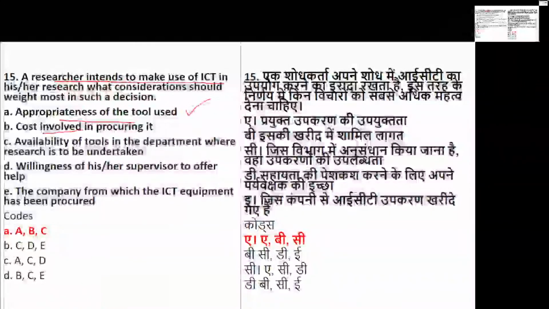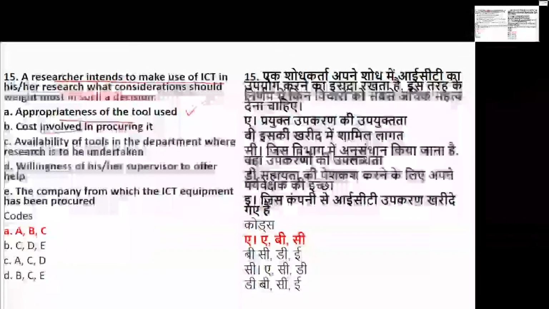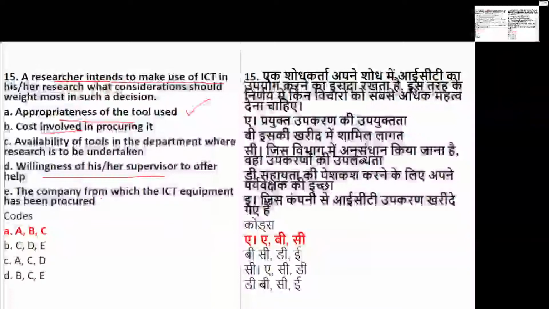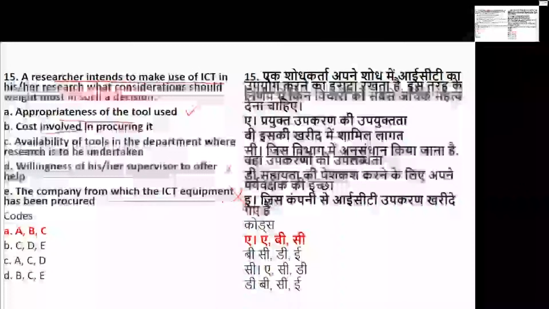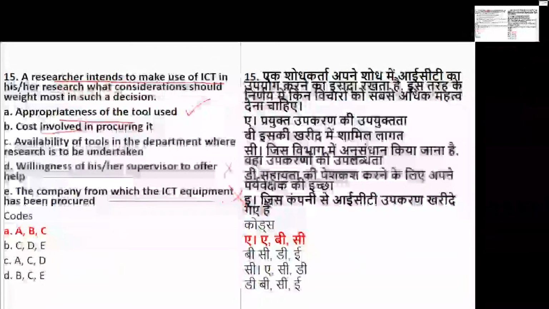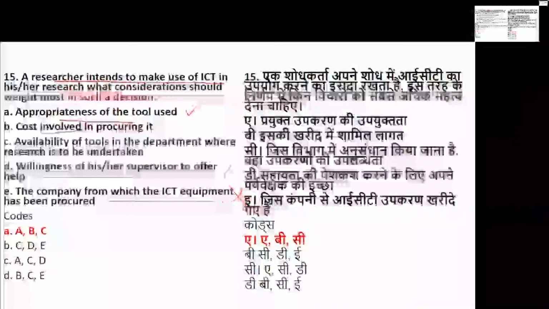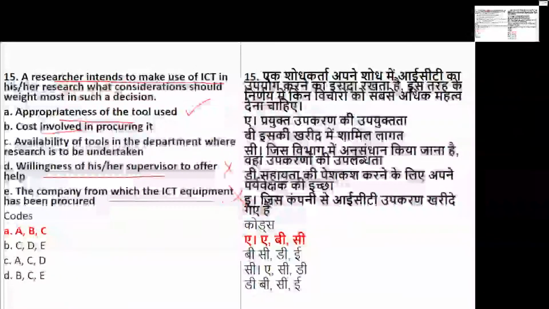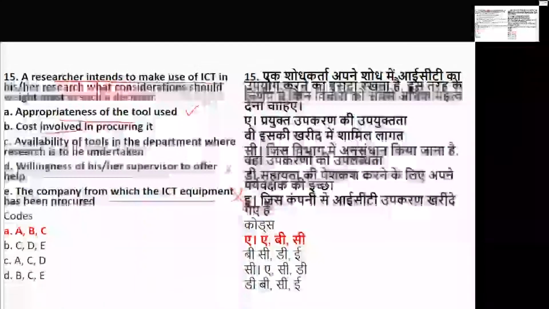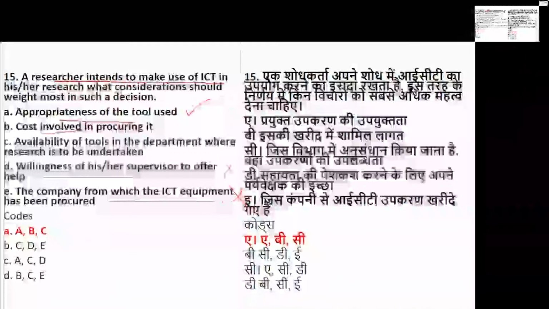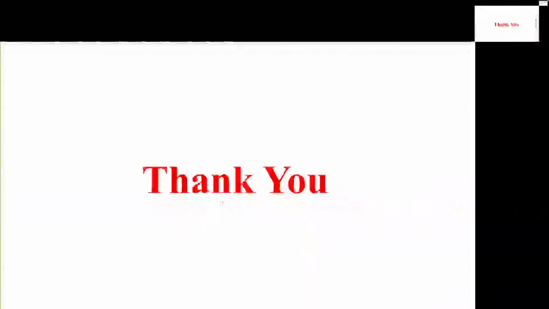Yes, cost is important because he cannot go beyond the budget. And availability of a tool is important. Willingness and the company, the brand or the equipment will not play that important a role compared to the above three factors, that is appropriateness of a tool, cost involved, and the availability of the tool in the department. So these all will play important parameters or factors in the decision of making use of the tool. Is it clear? Okay.